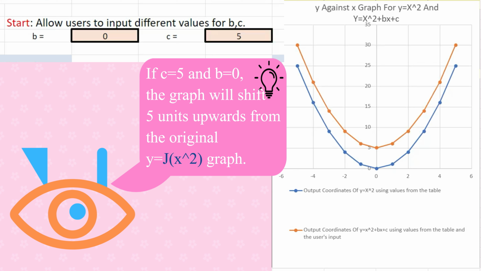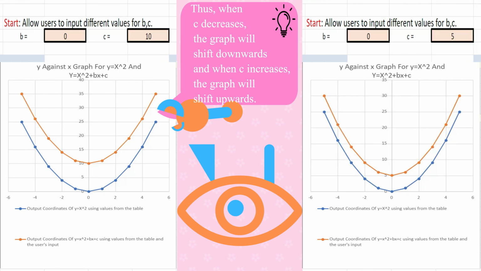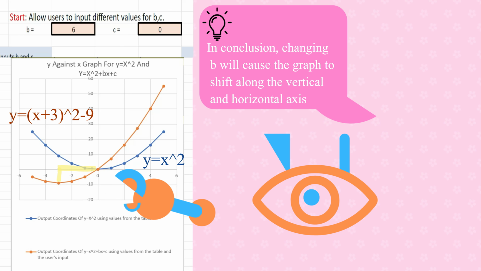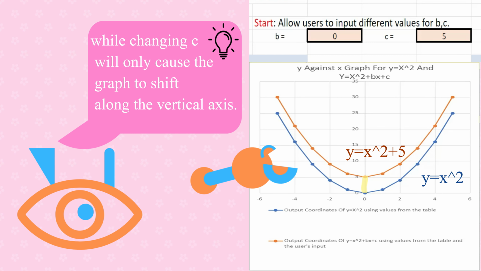If c equals 5 and b equals 0, the graph will shift 5 units upwards from the original y equals j graph. Thus, when c decreases, the graph will shift downwards, and when c increases, the graph will shift upwards. I will use the previous examples to explain the reason for the shift. I is similar in nature to 1 in y equals x to the power 2 plus 1. In conclusion, changing b will cause the graph to shift along the vertical and the horizontal axis, but changing c will only cause the graph to shift along the vertical axis.